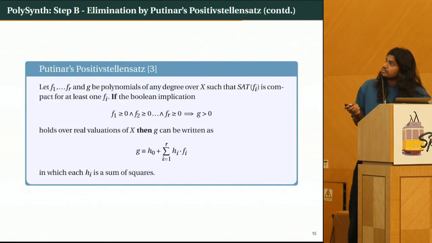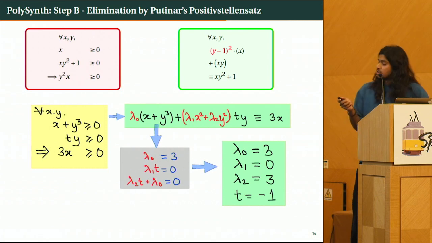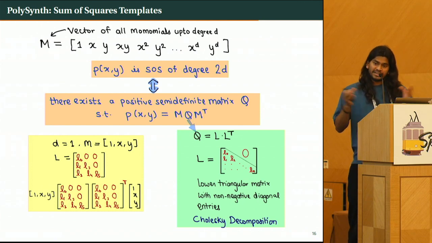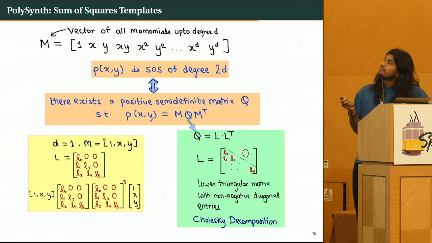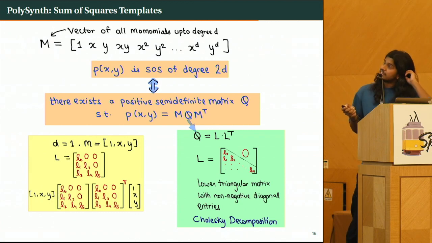One thing you might have noticed is that I didn't talk about how we actually handle this sum of squares. What we do is construct a general template of an SOS, a sum of squares. The way we do it is using some basic linear algebra theorems: if you have a polynomial which is SOS of degree 2D, then there should exist a positive semi-definite matrix Q such that your polynomial is nothing but m times Q times m transpose, where m is a vector of monomials of this format. If I can write it like this with a positive semi-definite matrix, then it's guaranteed to be an SOS.